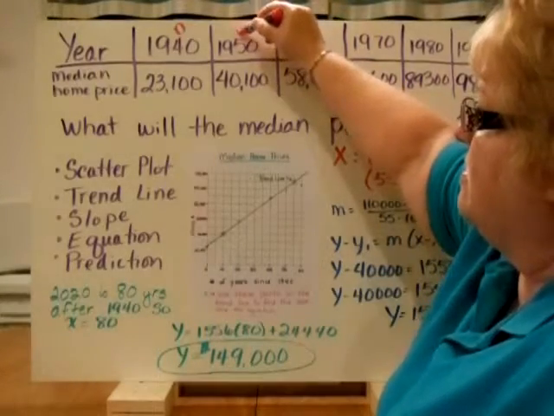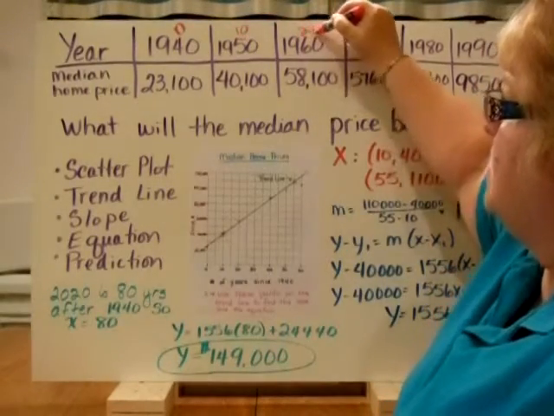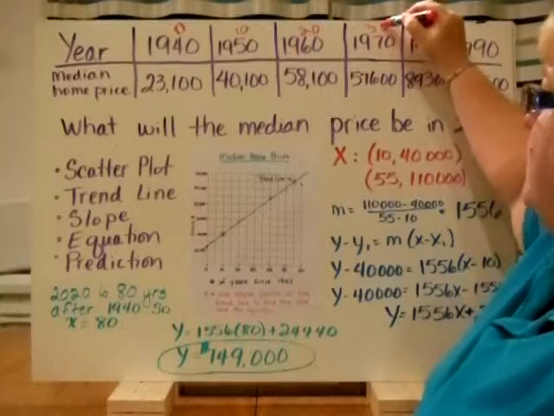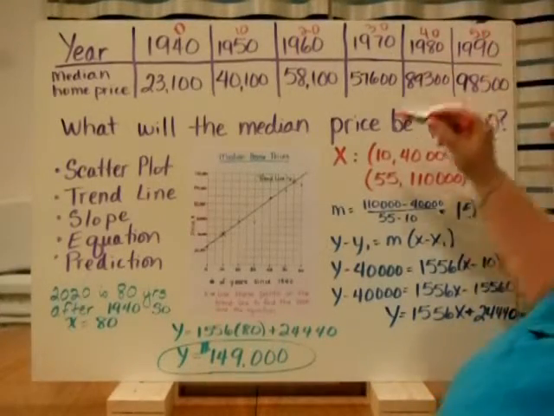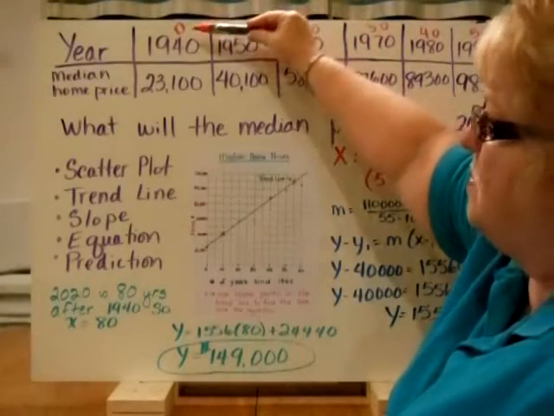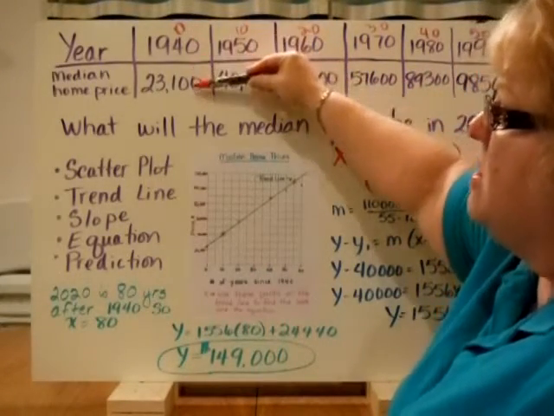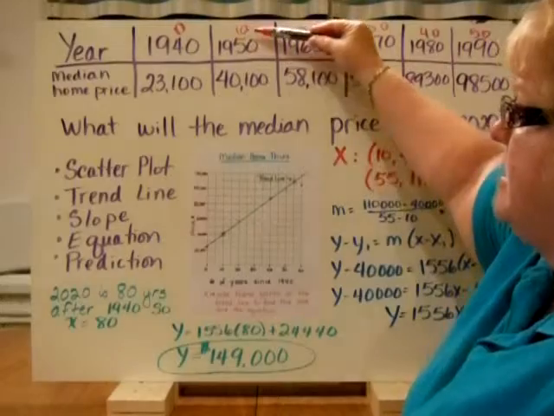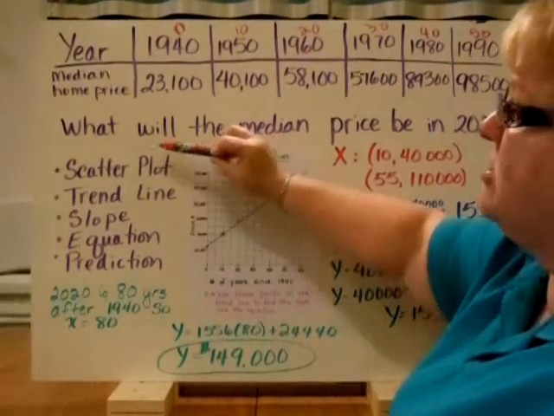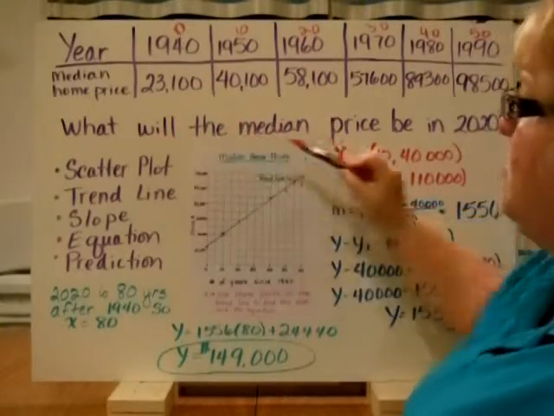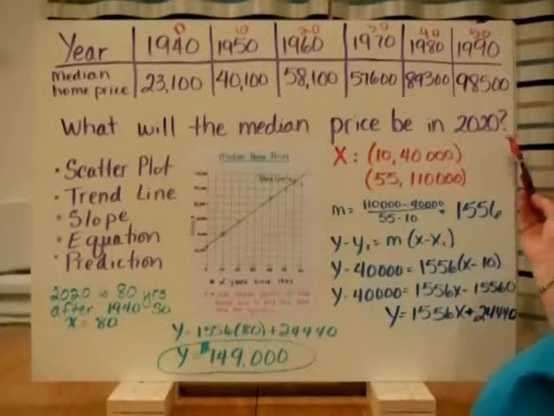10 years later, 20 years later, 30 years later, 40 years later, and 50 years later. So the points that we would actually plot would be 0, 23,100, 10, 40,100, and so on. The question that we want to answer with this data is, what will the median price be in 2020?